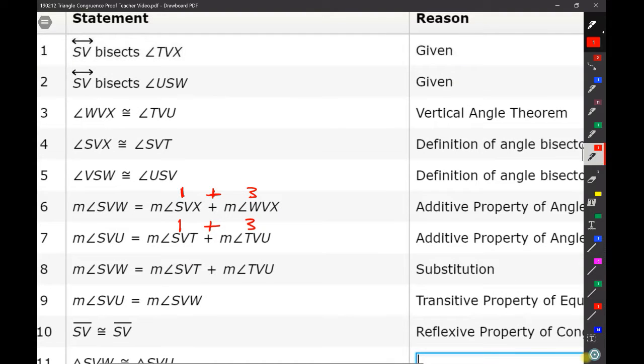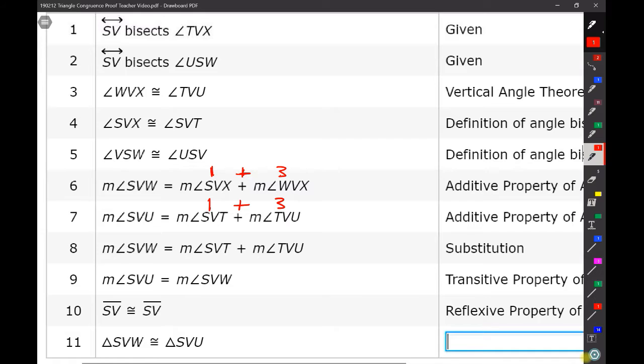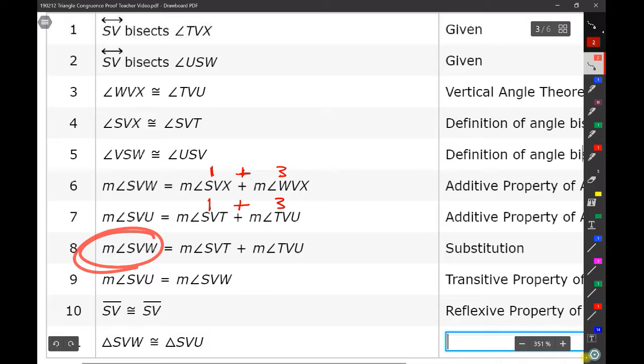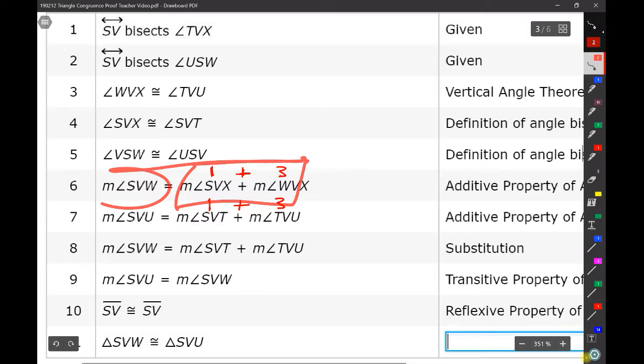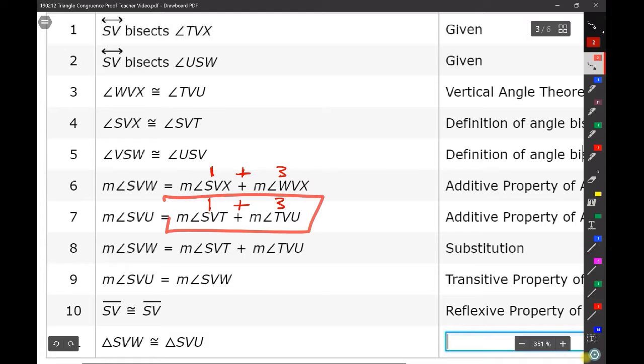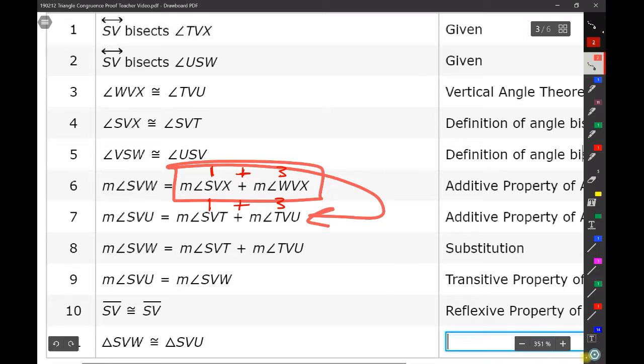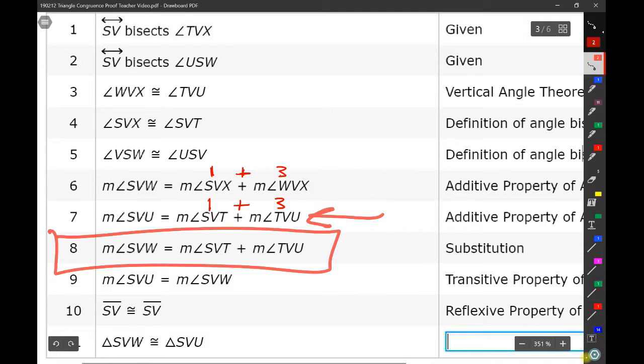So let's take a look how this plays out on step 8. Okay, watch carefully. SVW is now being set equal to the second set right here. Look, it's saying if this is equal to this, and this is also equal to a 1 plus 3, then the first one must be equal to this one here. We're substituting that in. So this substitution, what we did was we took this and we substituted in this line. That's how we came up with line 8. You see it?